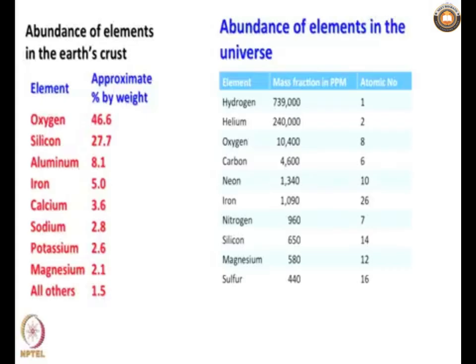And if you look into the abundance of elements in the universe, hydrogen stands top and then helium comes. Because of its lighter nature, it is not there in the atmosphere or on the upper surface. However, in the combined form, hydrogen constitutes about 70% of the elements in the form of oceanic water.